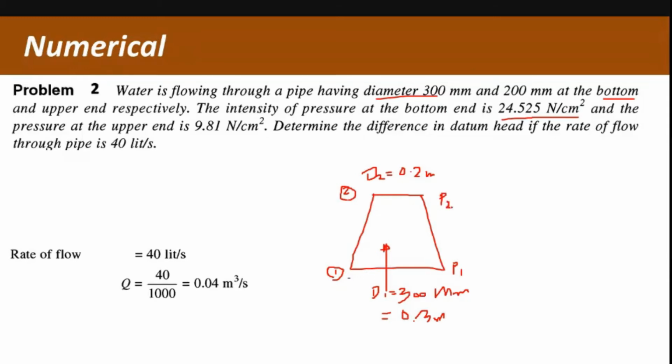Similarly, at the upper end, the pressure is P2. So P2 is 9.81 Newton per centimeter square or 9.81 into 10 power 4 Newton per meter square. Okay, this much information is given, as well as the discharge. The discharge Q through this pipe is 40 liters per second.